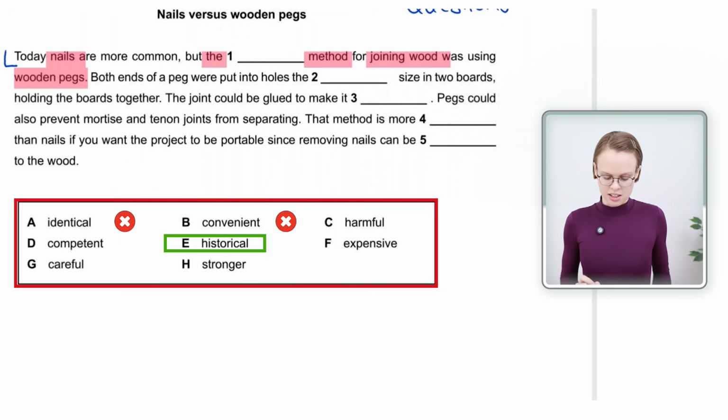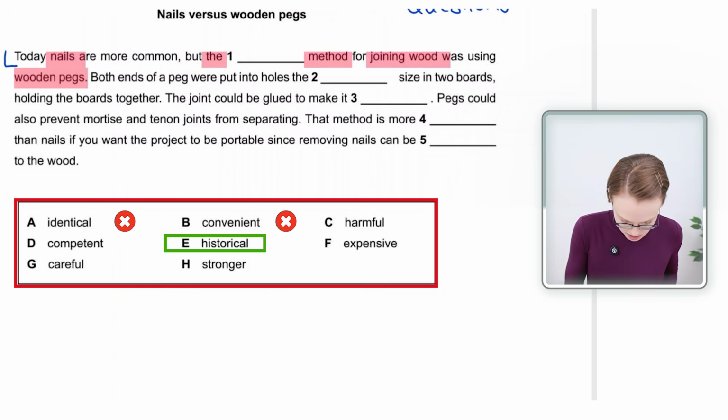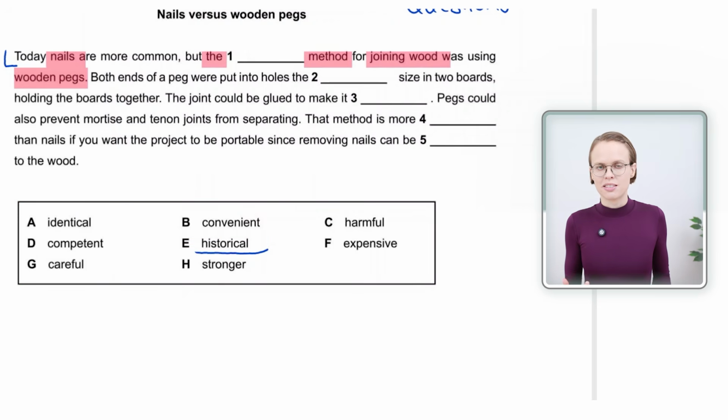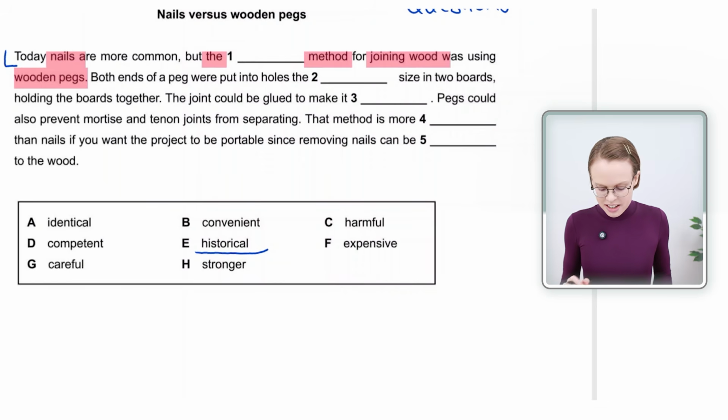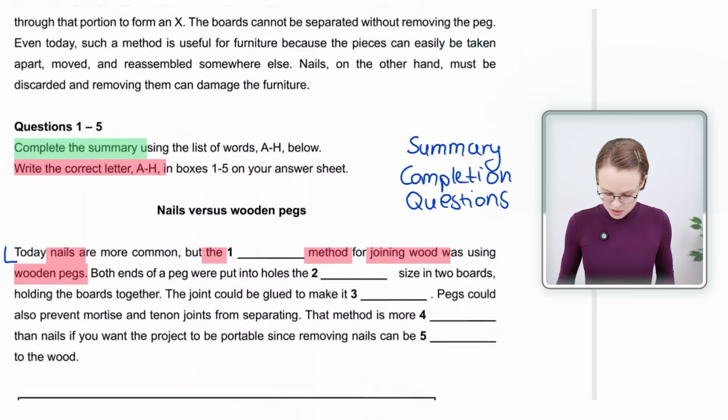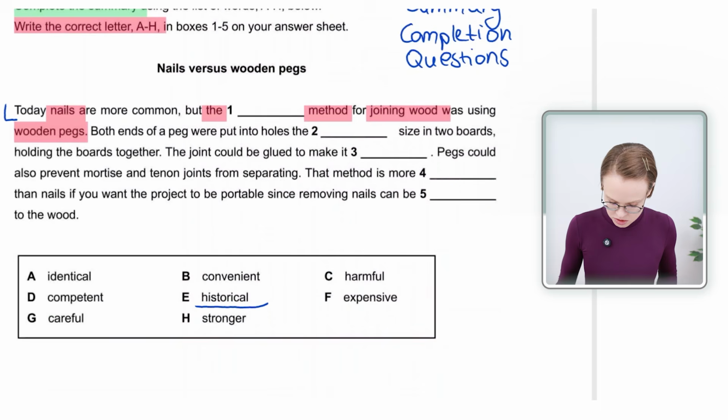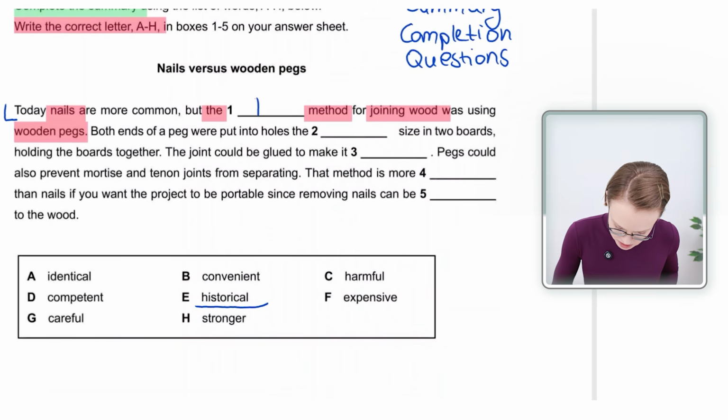E looks interesting. It says historical here. A traditional method that was used in the past is a historical method. So E is the correct answer. And that's why we are going to write down E here.